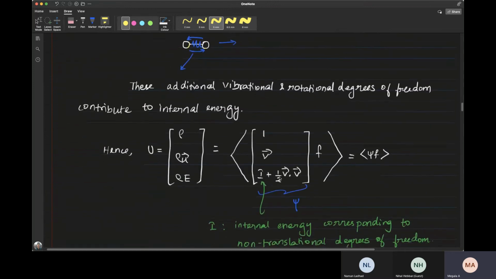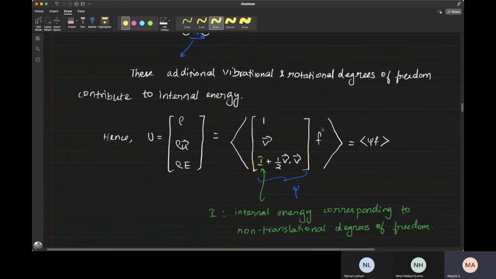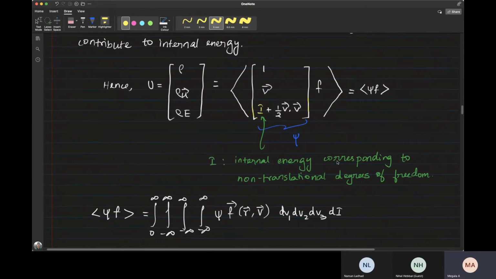So for that, we are going to add I over here. For polyatomic molecules, we'll be having this I, whereas for monatomic molecules, we'll not have I. So I is basically the internal energy corresponding to non-translational degrees of freedom, rotation and vibration. So this is a general form for you. To the previous thing, we have just added I.